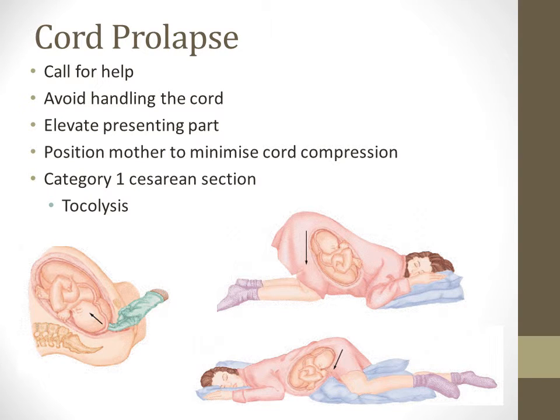Cord prolapse is an indication for a Category 1 caesarean section. Delivery should occur within 30 minutes. Tocolytics such as terbutaline may be administered to abolish uterine contractions.